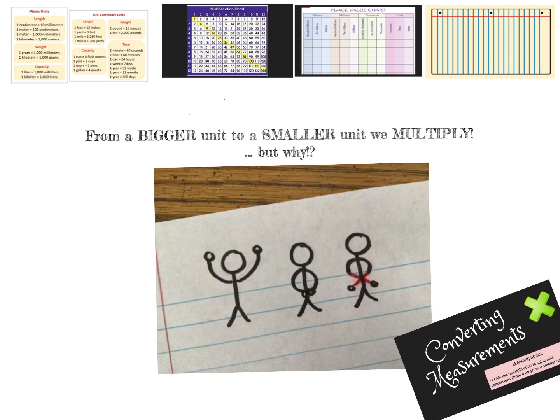When we convert from a bigger unit to a smaller unit, we always multiply. But why? Let's take a look. Let's imagine that you are trying to create some really stretchy slime. You're able to stretch your slime out 5 feet. But how many inches would that be? Well, let's picture what's happening in our minds.